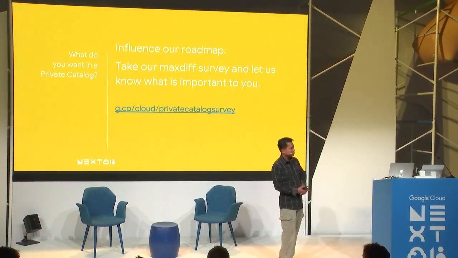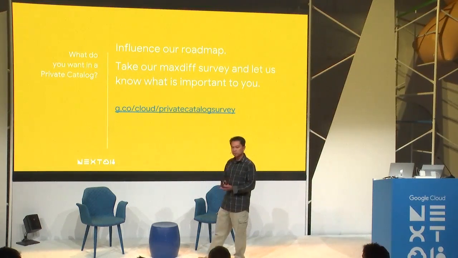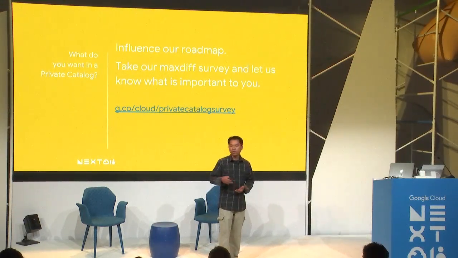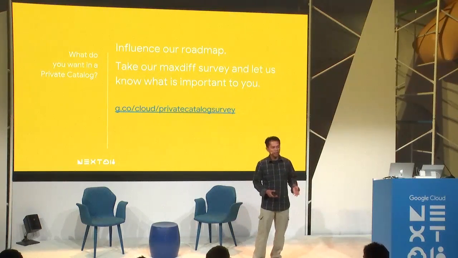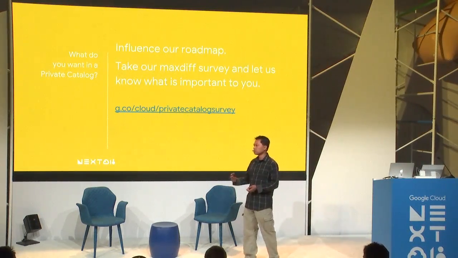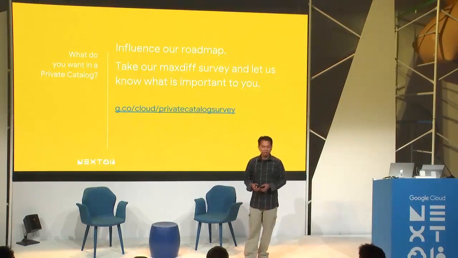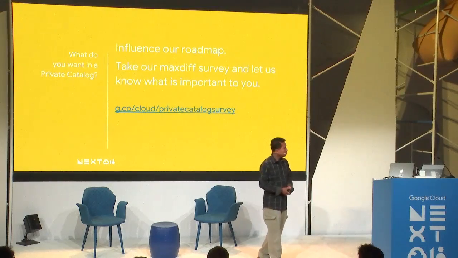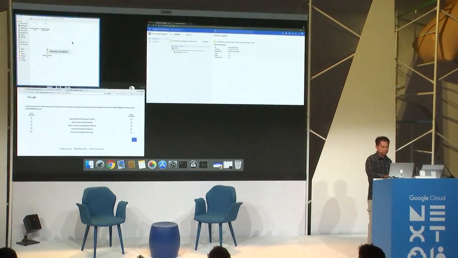I want to give you an opportunity to influence our roadmap. We have just shipped an alpha, and we have a lot of ideas of what we want to do next and how we want to make this bigger and better. But we want to make it something that's enticing to you, that you want to use, and that you're going to deploy in your enterprise. One way you can help us and influence our roadmap is to go take the survey. Can you flip to my machine?